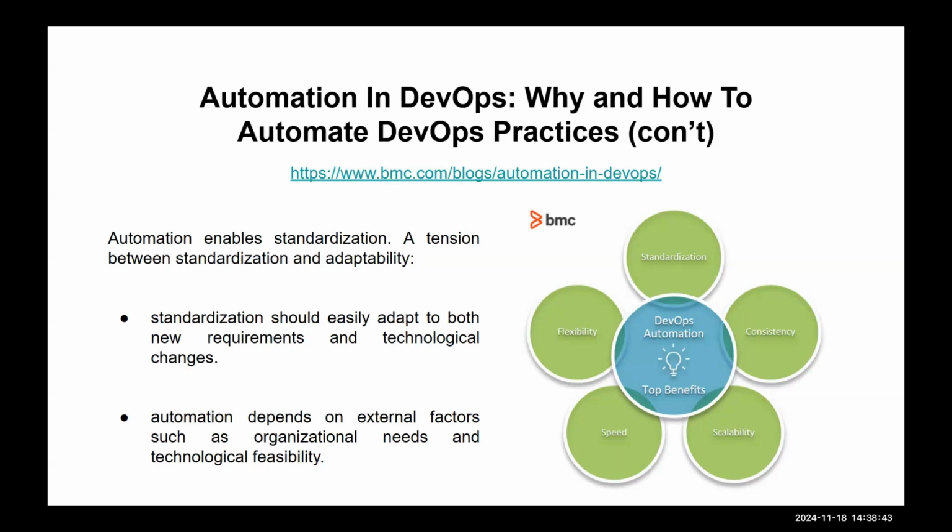So adaptability is important, because if you can make the process of changing direction easy, then it's not so bad. Standardization works against adaptability. There's this tension. Standardization should easily adapt to both new requirements and technological changes. Automation, on the other hand, depends on external factors, such as organizational needs and technological feasibility.